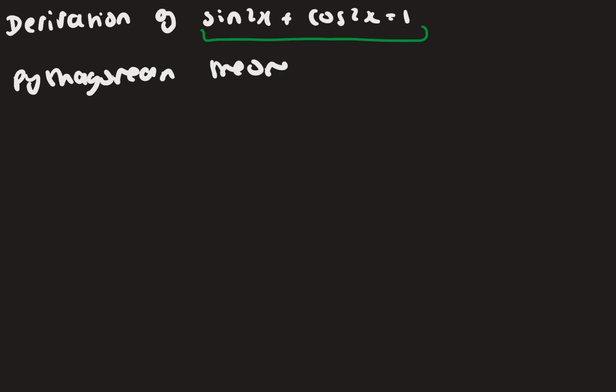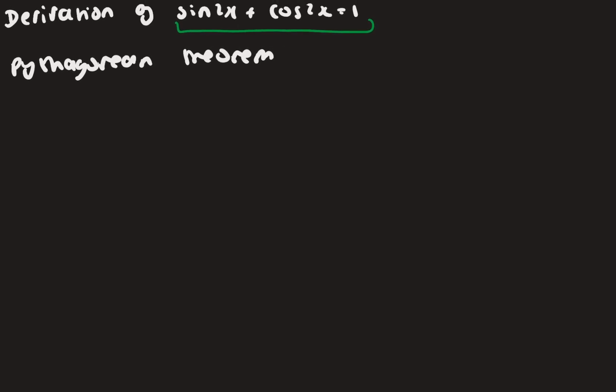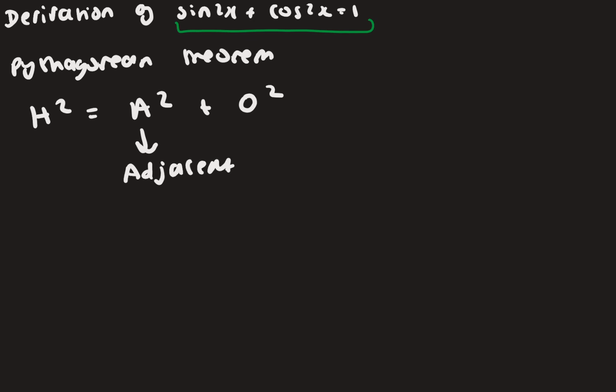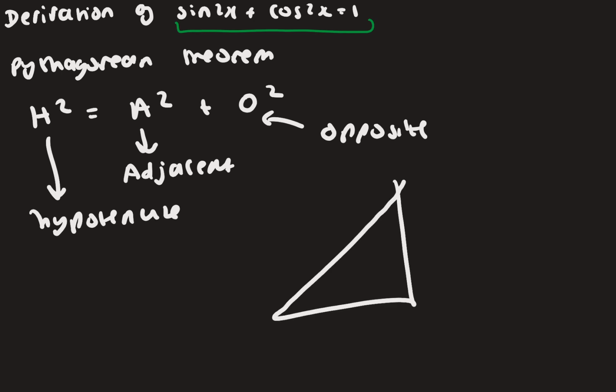Let me just zoom out a bit. The way you do this, you know that h squared is equal to a squared plus o squared, where this is my adjacent side, this is my opposite, and this is my hypotenuse. Of course, using the right angle triangle, you might hear something else: a squared plus b squared equals c squared, another way to write it.